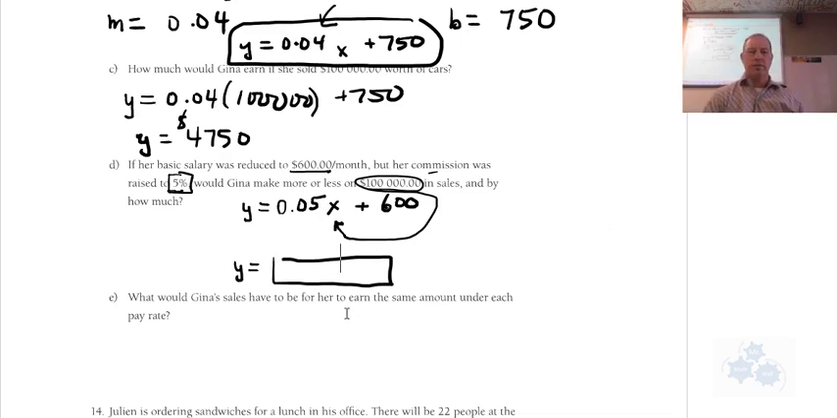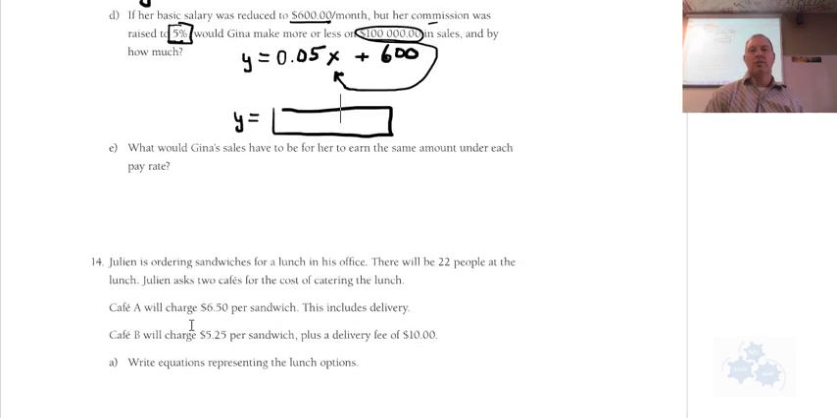You can do D, finish D and E, and then 14 as well. So I'll get you to work on the rest of your build your skills that you haven't done all the way up to 14 for tomorrow. Okay, so build your skills up to 14 for tomorrow.